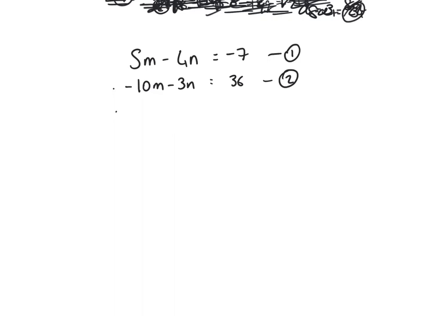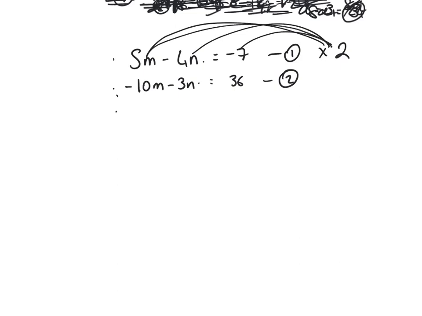Okay, we're going to try one final one. 5m take away 4n equals minus 7, equation 1, and minus 10m minus 3n equals 36, equation 2. So getting 3 up to 4 would be difficult there, but I can get 5 up to 10, multiply that equation by 2. So everything in equation 1 will be multiplied by 2. 5m times 2 is 10m. Minus 4n times 2 is minus 8n. Minus 7 times 2 is minus 14, equation 3.